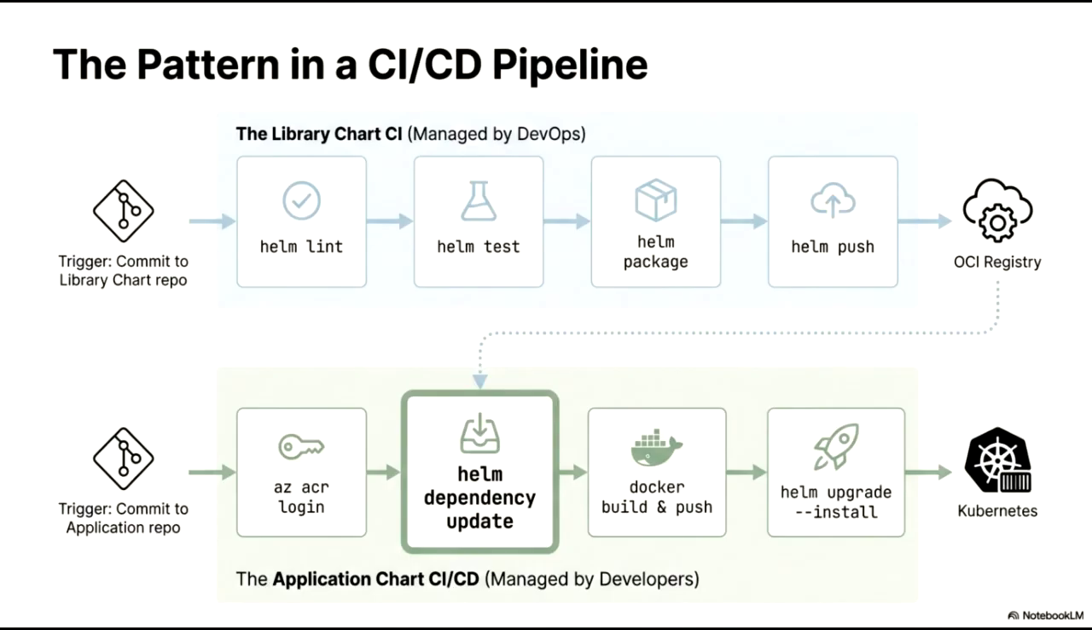Next, the pipeline builds and pushes the application's Docker image. The process concludes with Helm upgrade-install, which deploys the application to a Kubernetes cluster. This architecture promotes reusability and standardization across multiple applications while maintaining a streamlined deployment workflow.